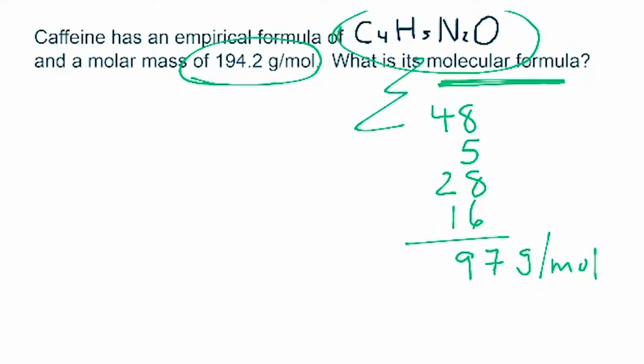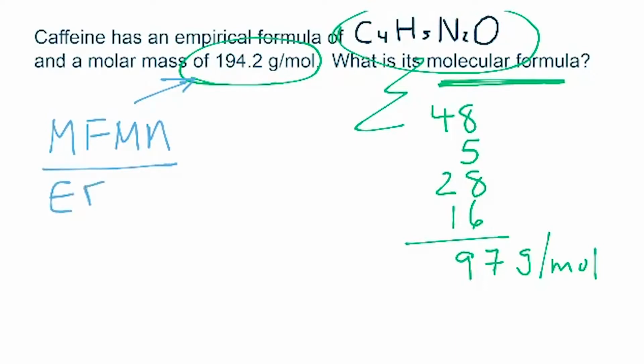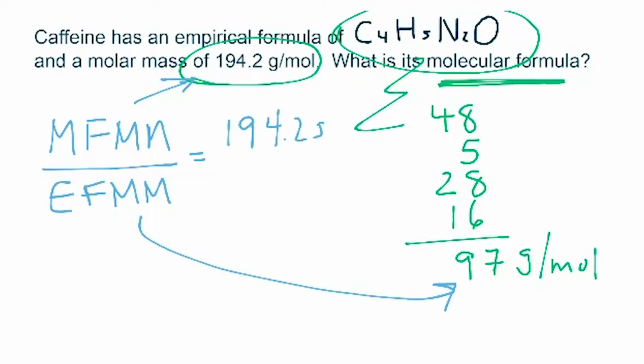Since my answer is going to be a chemical formula, I don't have to be concerned with the decimal places in the molar masses. Now, to determine the molecular formula, I take the molecular formula molar mass, which was given in the problem, and I divide it by the empirical formula molar mass, which we just added up. Plugging these numbers in, we have 194.2 grams per mole divided by 97 grams per mole, which gives us the number 2.